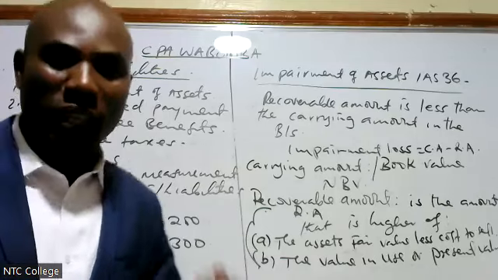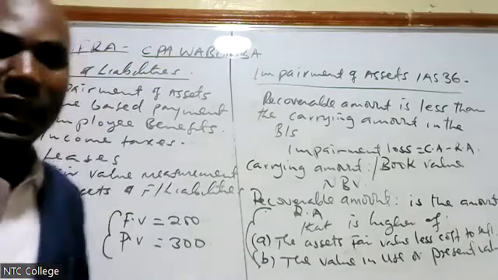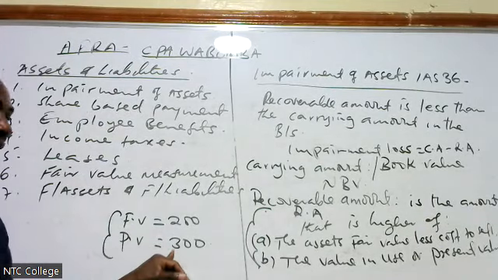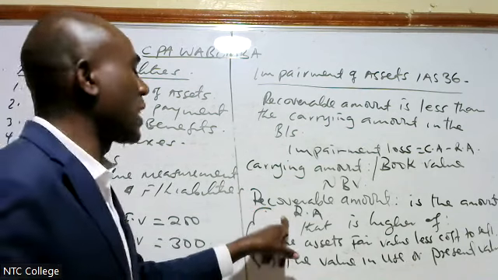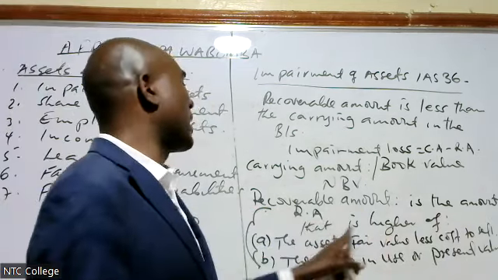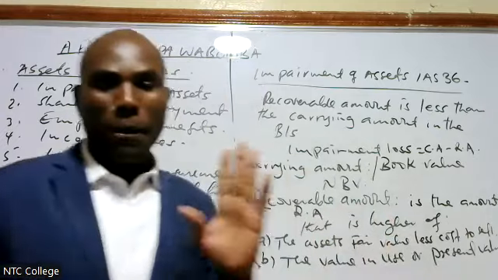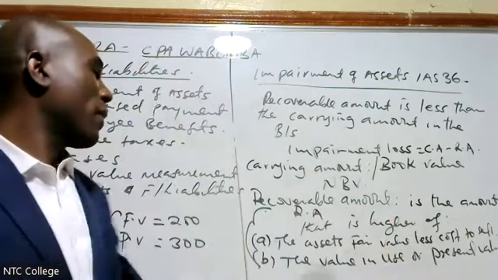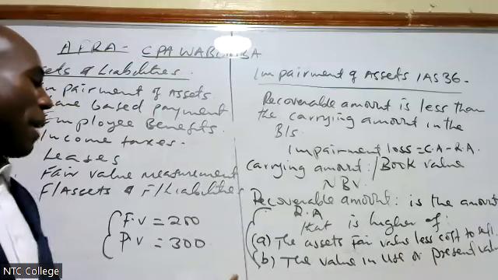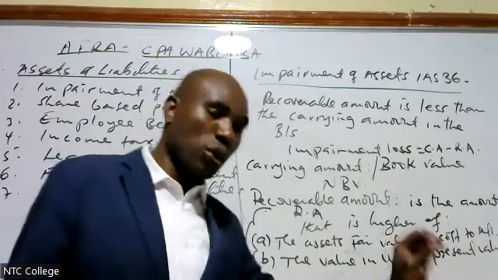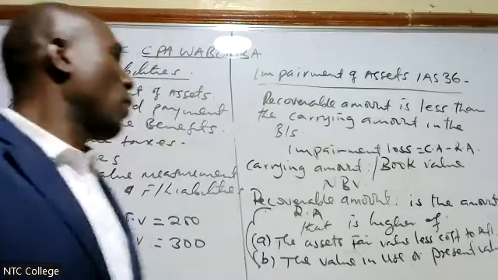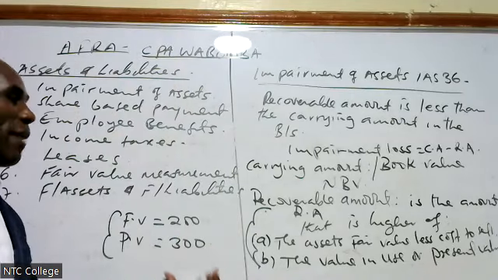Thank you very much, Ruth. You have decided to come in A. Thank you very much. 300. Why is it 300? Because the definition says the recoverable amount of an asset is the amount that is higher of, number A, the asset's fair value less cost to sell, and number B, the value in use of that asset. The higher of, which is 300 here.